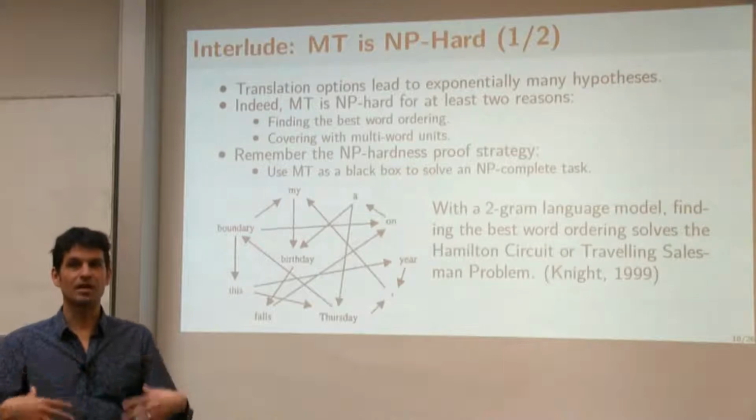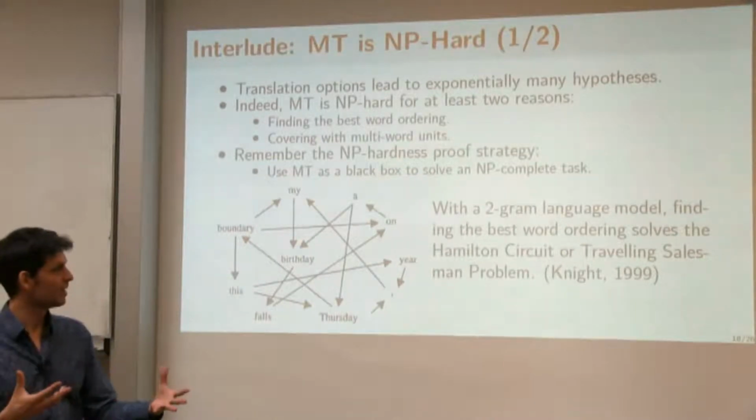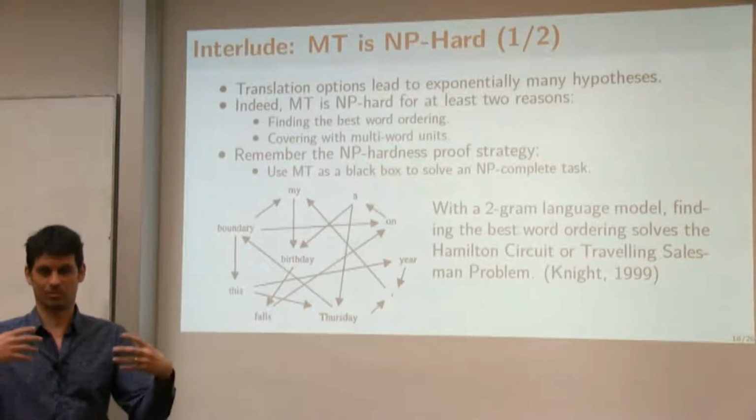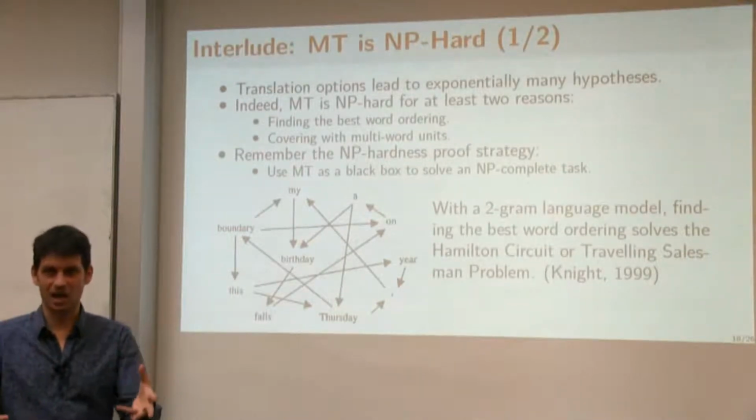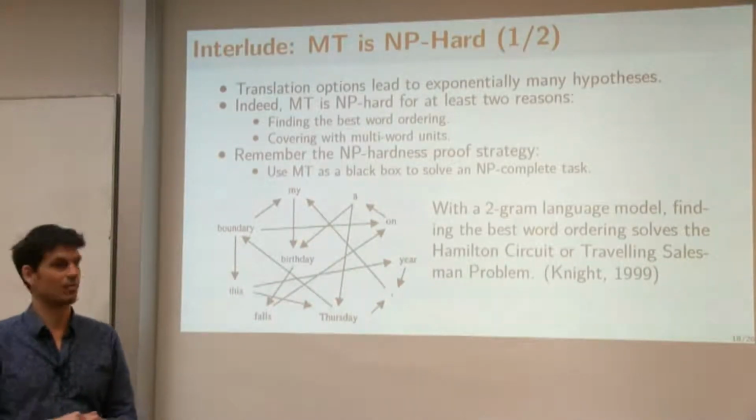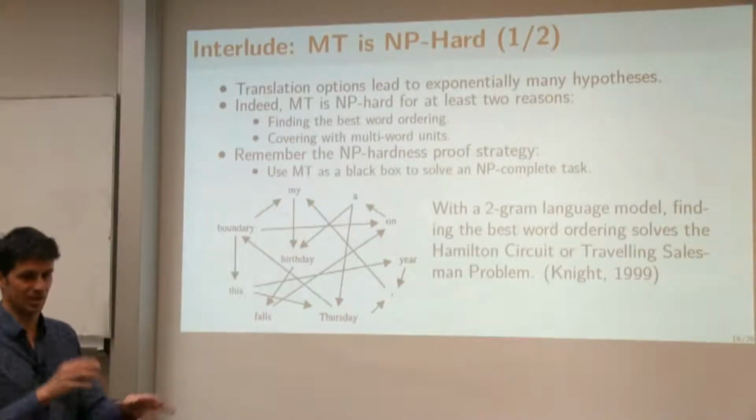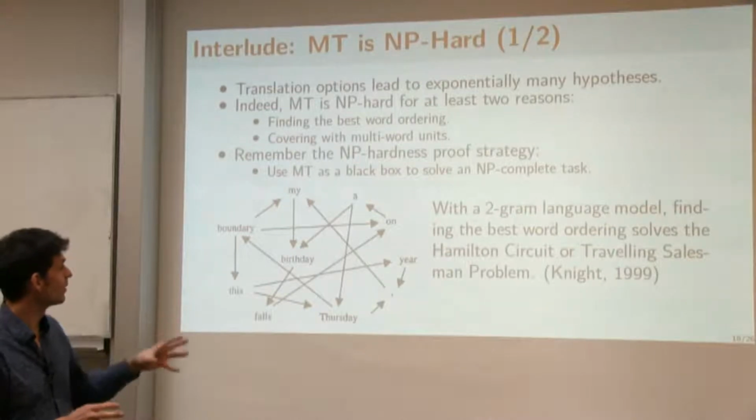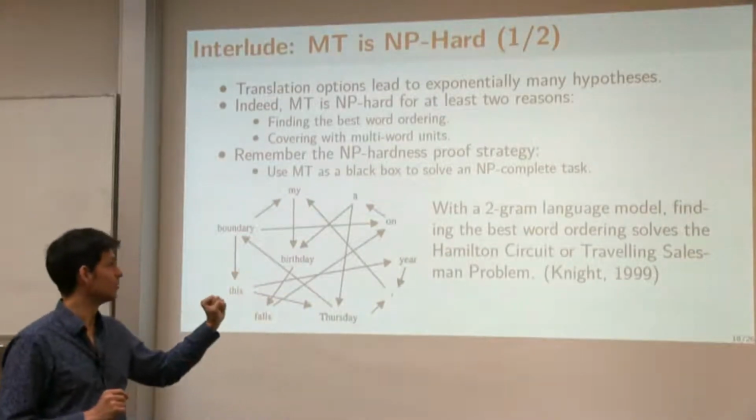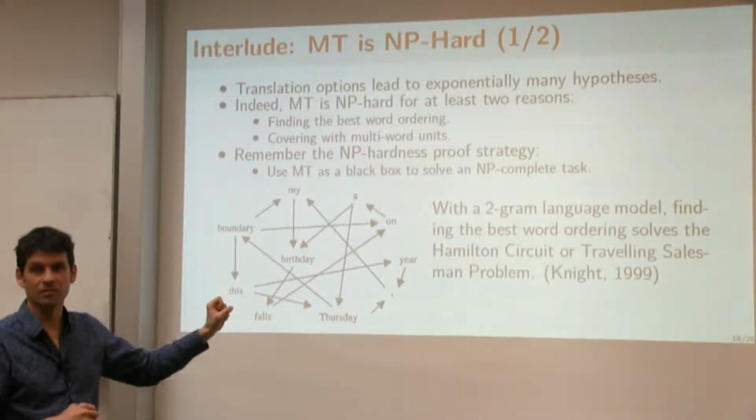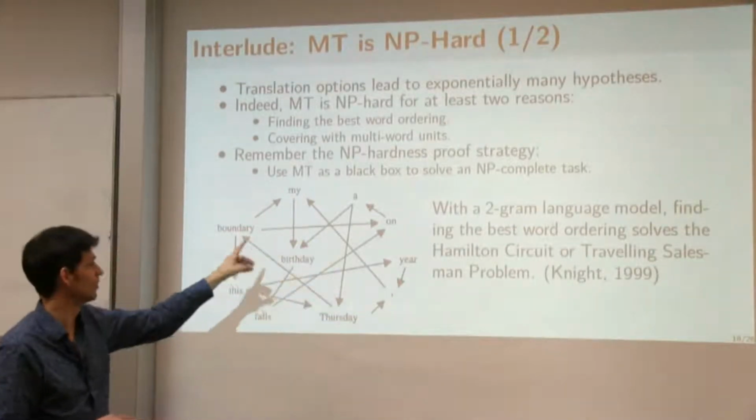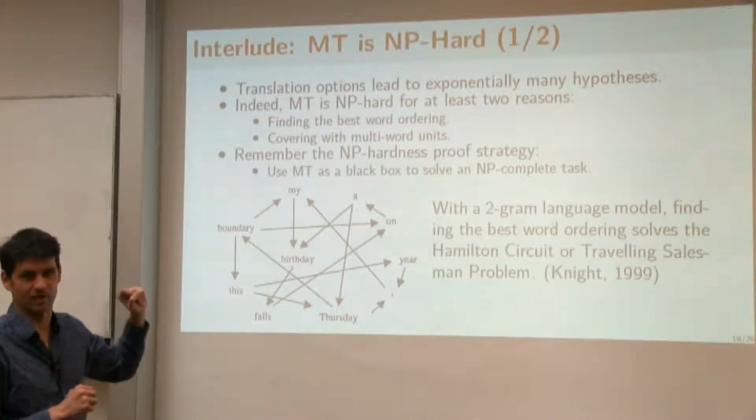So we are now given a task, an assignment of the Hamiltonian circuit or traveling salesman problem, and we need to convert it to the assignment to this magical black box MT system that considers bigrams. And that's pretty easy to do. We are given a graph, and we are given edges in that graph. The question is whether there is the Hamiltonian circuit that goes through all the nodes, and each of the nodes is covered exactly once.